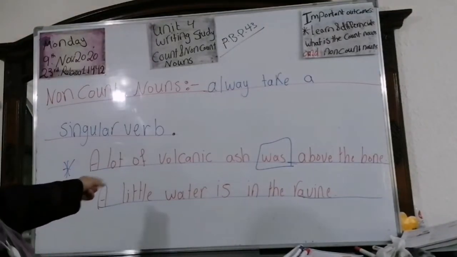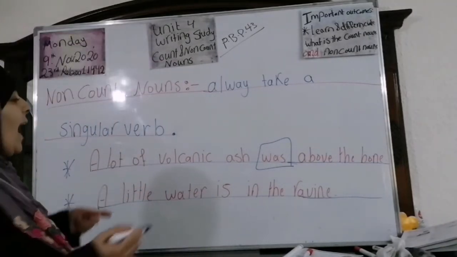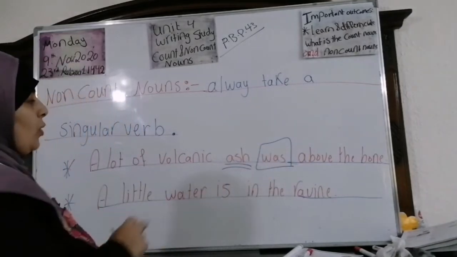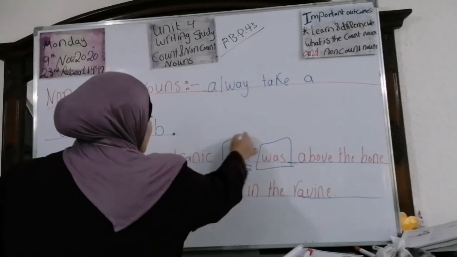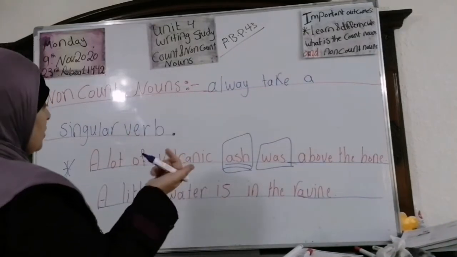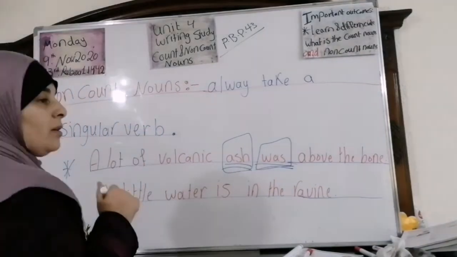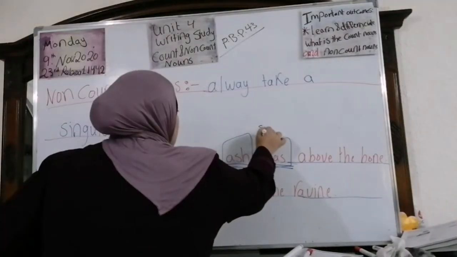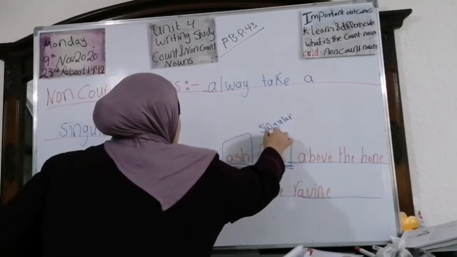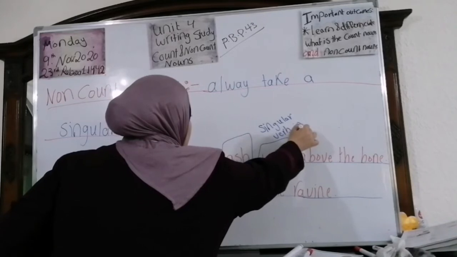Look at this one. Look, we have this: a lot of volcanic ash was above the bone. We put was because ash, we can't count it. You remember the ash, Raman? We can't count it, okay? So we put the verb was in the past. This is a what? Singular verb. فعل مفرد. Singular verb in the past, okay?